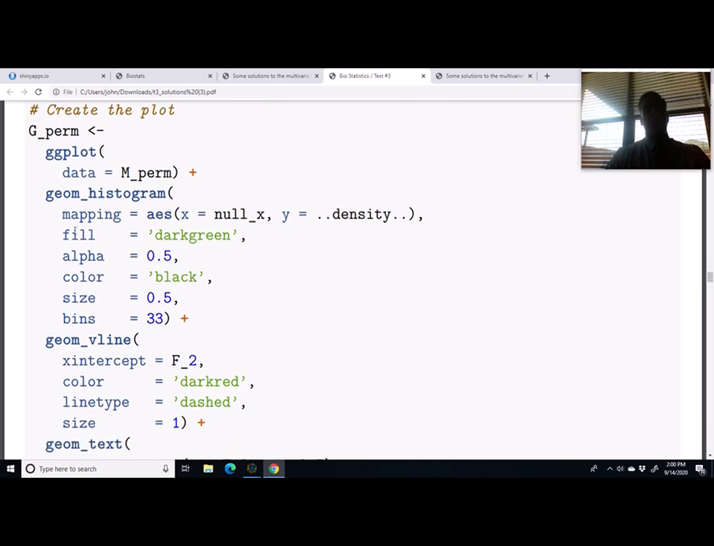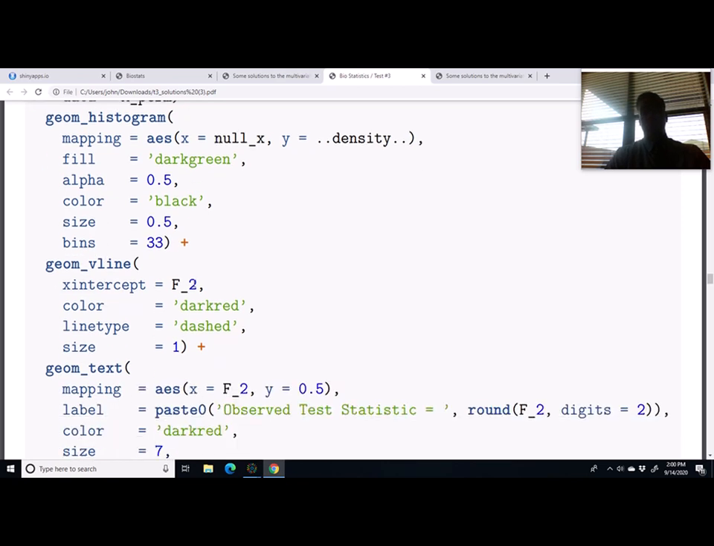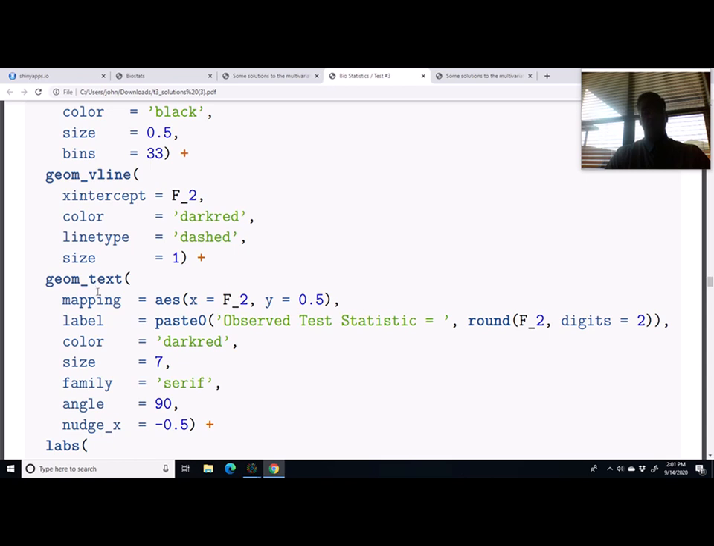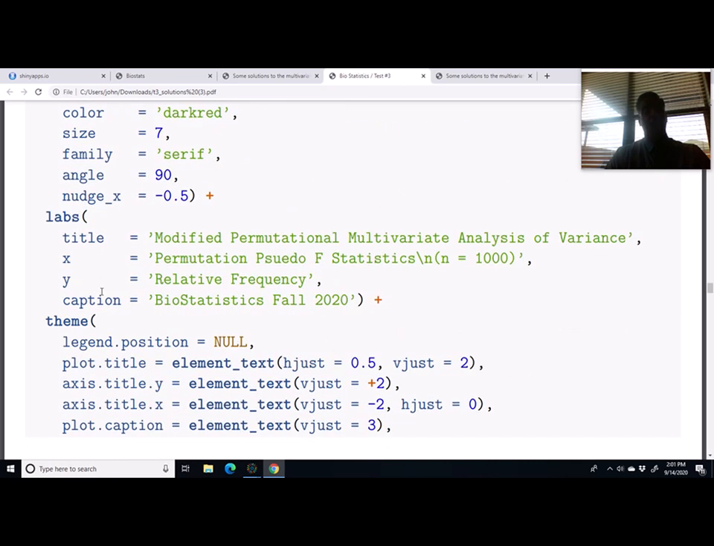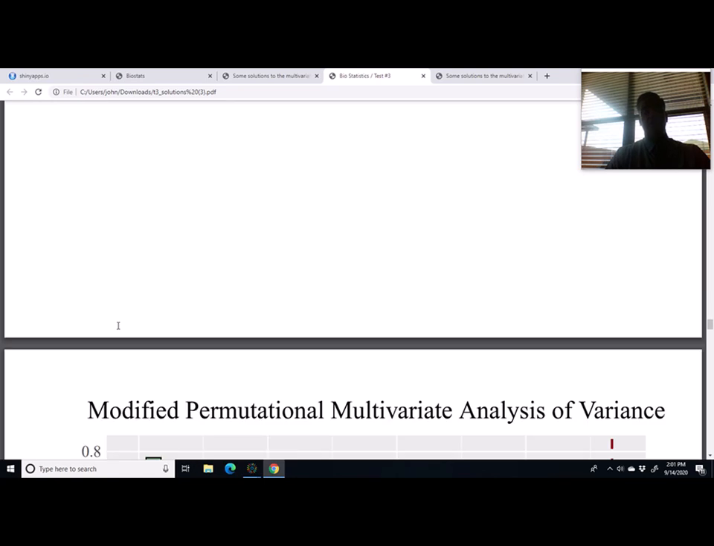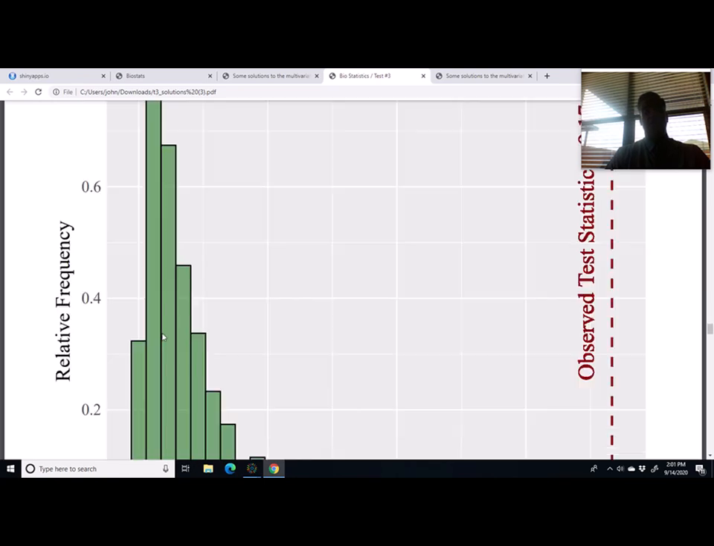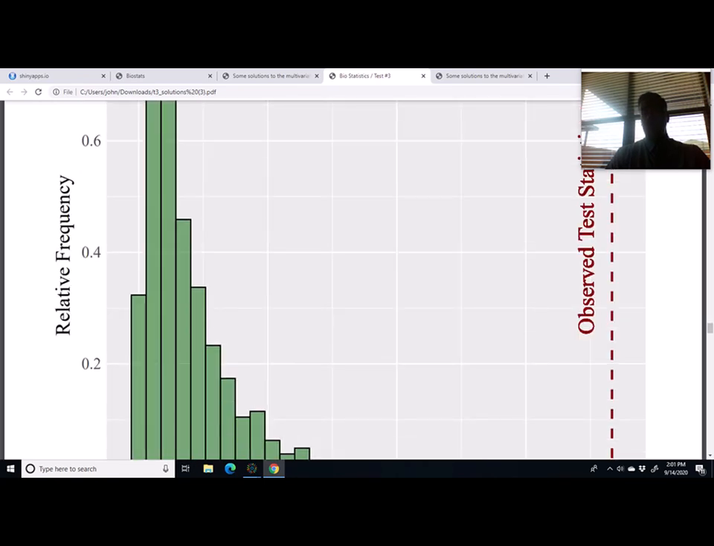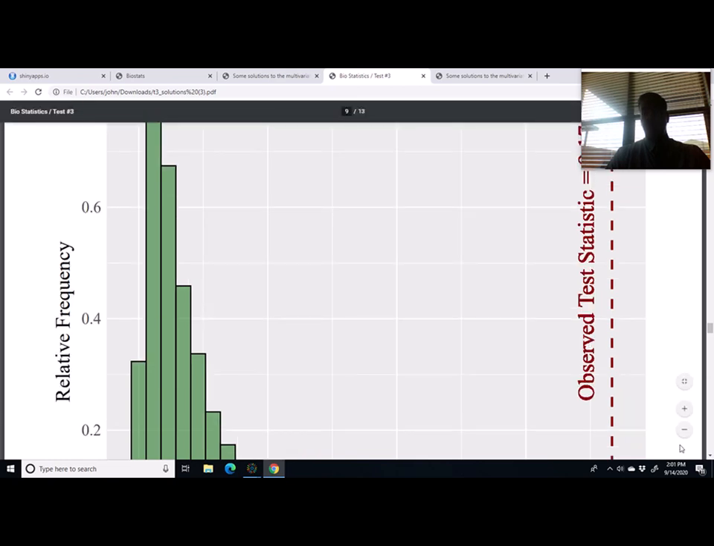And then you could set these other aesthetics. Down here, we're setting these aesthetics. Remember, fill is the inside color, color is the outside boundary. Bins is the number of rectangles. And then we can put a vertical line at the test statistic and add a label for it with geom_text. And we can control the labels and the theme, and this is what we get. So this explains what we just did. Or it doesn't explain it, but it presents it to you.